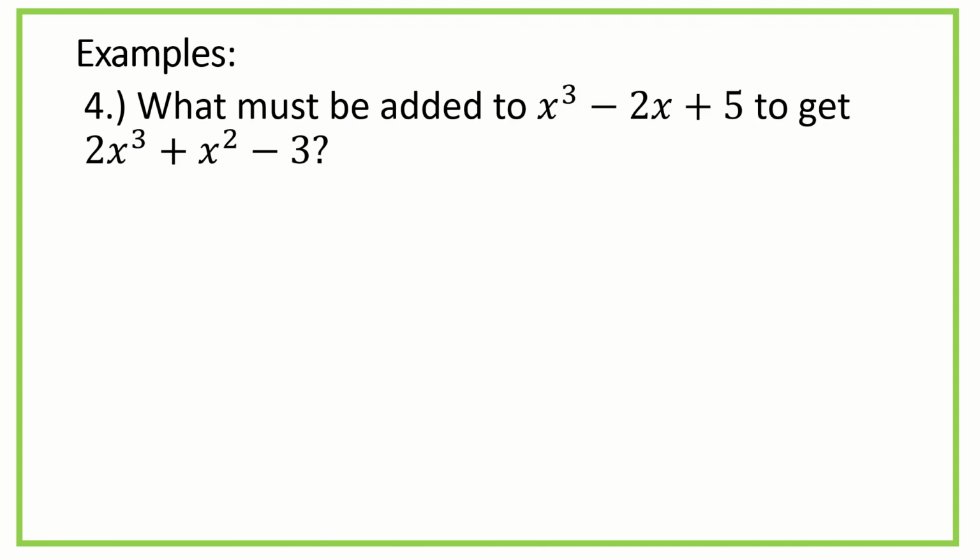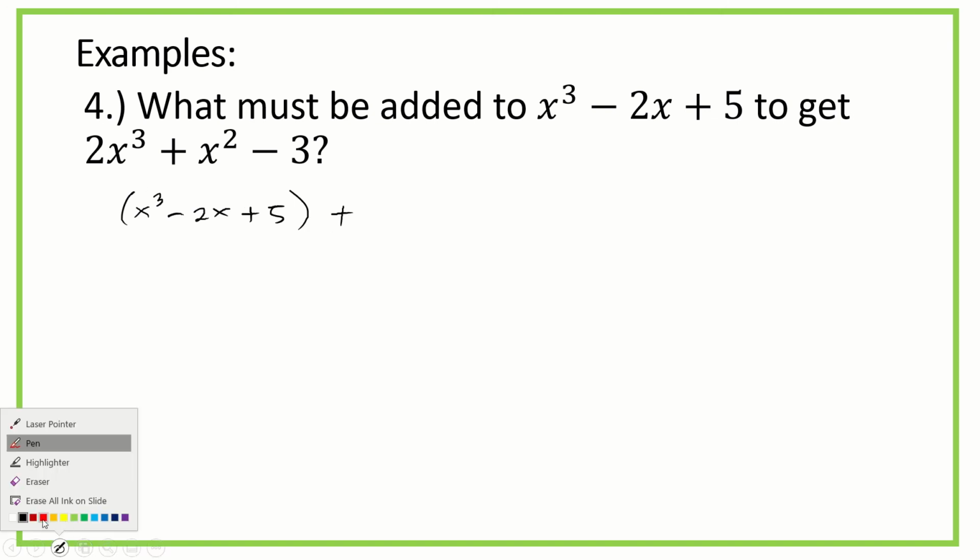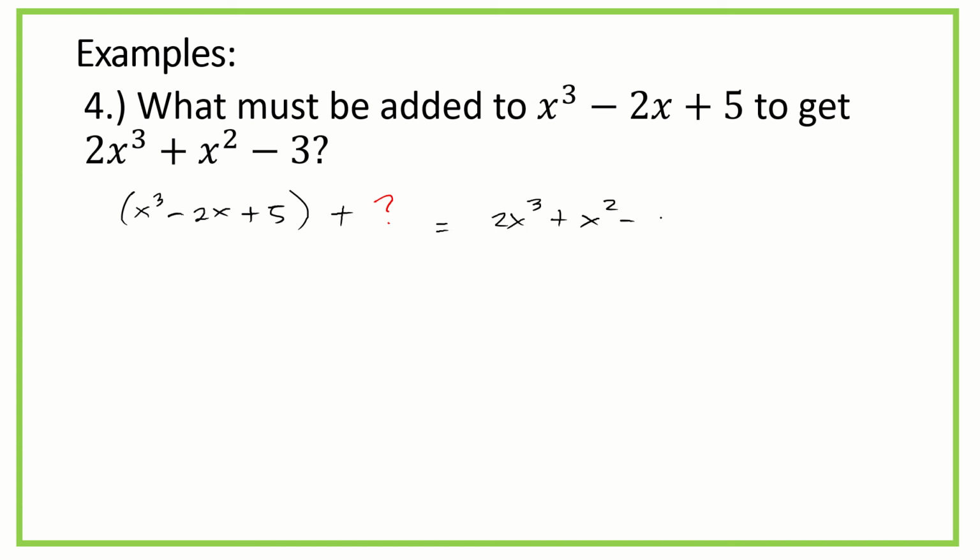Okay, let's have the last example for our lesson. What must be added to x cubed minus 2x plus 5 to get 2x cubed plus x squared minus 3? If we try to translate this, the given is x cubed minus 2x plus 5, and we're asked what should be added so that the result would be 2x cubed plus x squared minus 3.